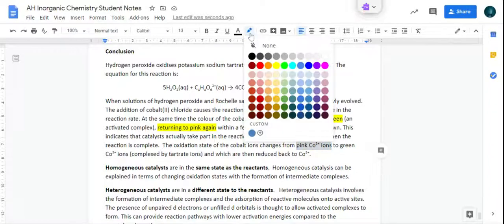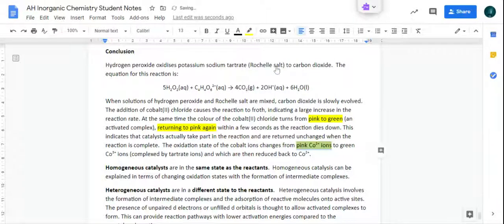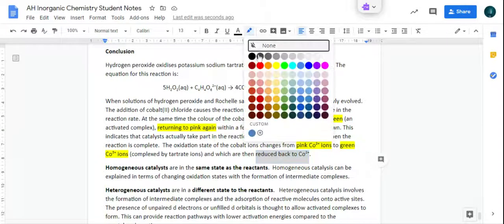What actually happens is you get pink cobalt-2 plus ions, which are present in cobalt-2 chloride. These are oxidized to green cobalt-3 ions. They're complexed by the tartrate ions as well, and then are reduced back to cobalt-2 plus ions.